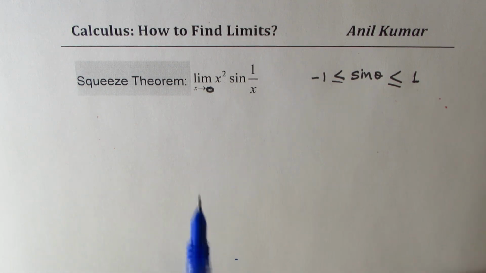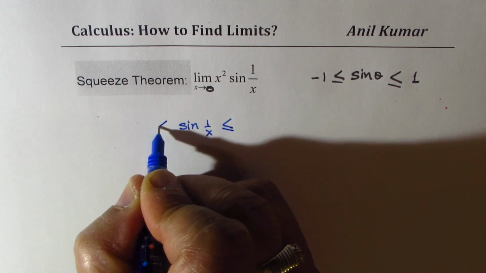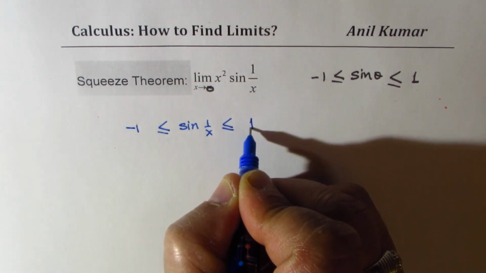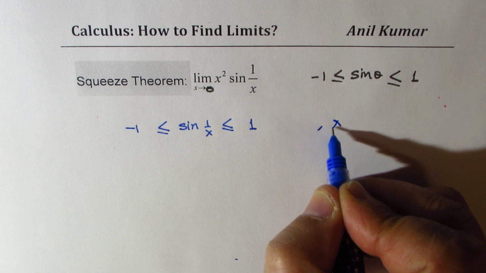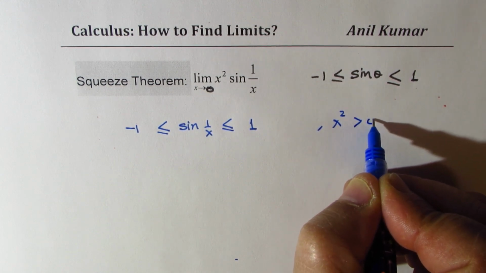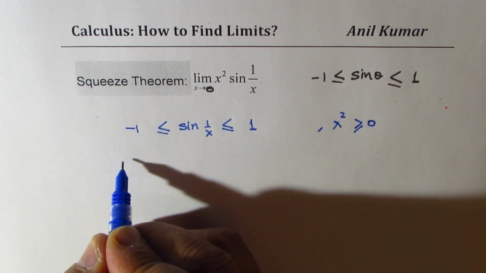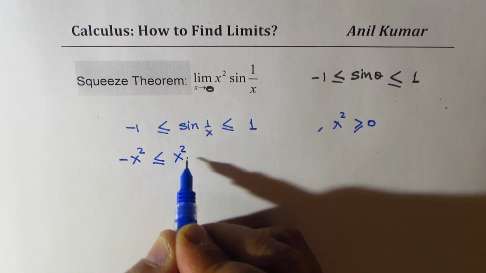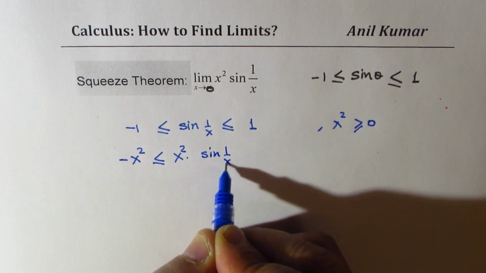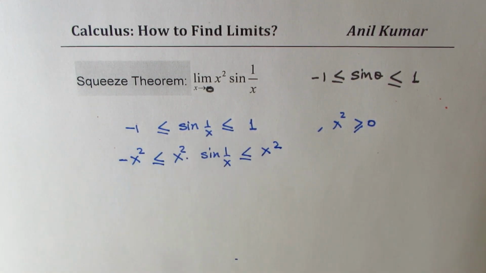So we begin with this fact. In this case, we have sine of 1 over x, and that value has to be between negative 1 and positive 1. Now if I multiply by x squared, which is always positive, right? So we could do that since we know x squared is greater than or equal to 0. So in that case, it will be multiplying by x squared. We get minus x squared less than or equal to x squared times sine of 1 over x, which should be less than or equal to x squared. So we multiplied the whole inequality with x squared.